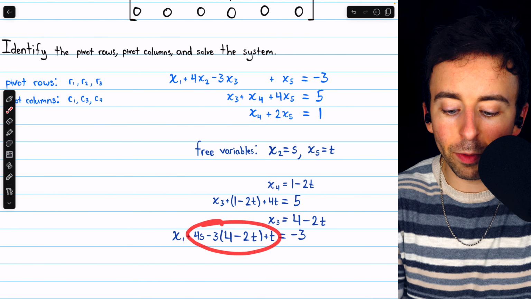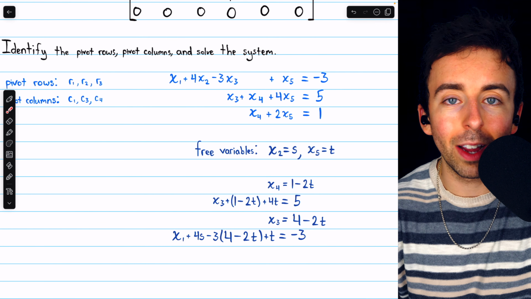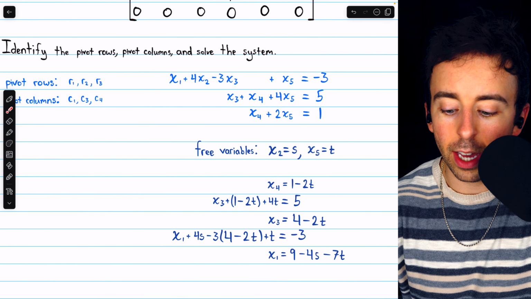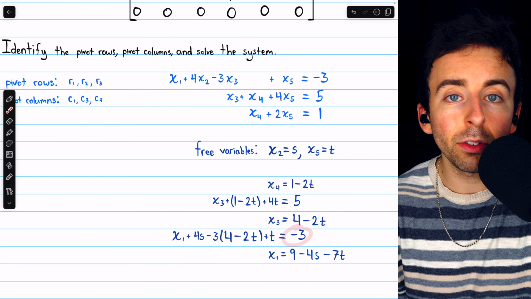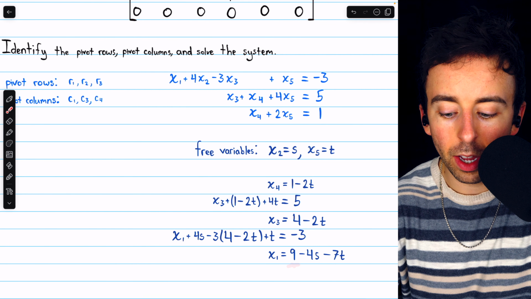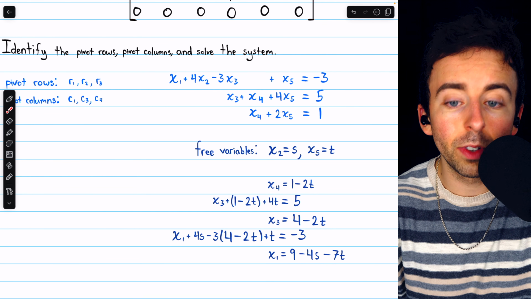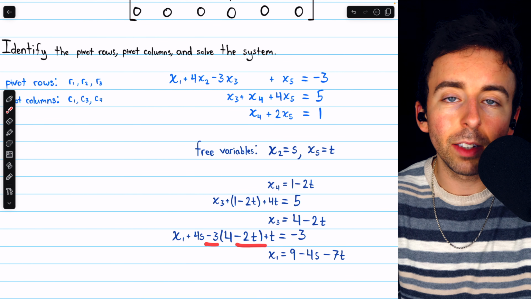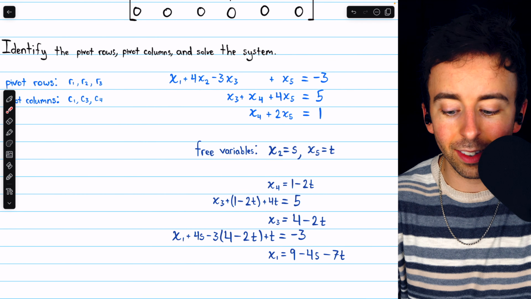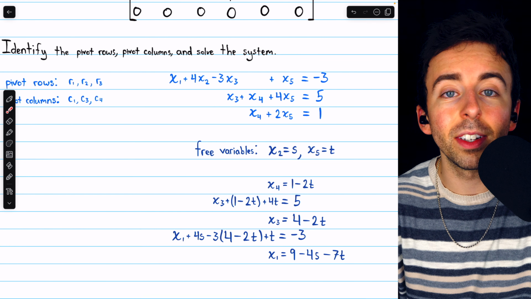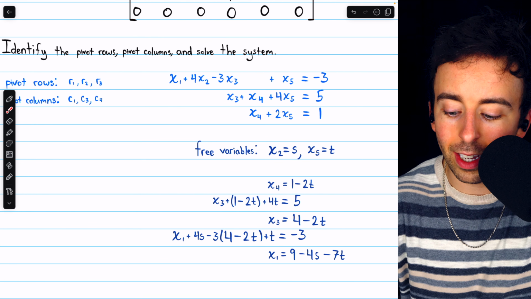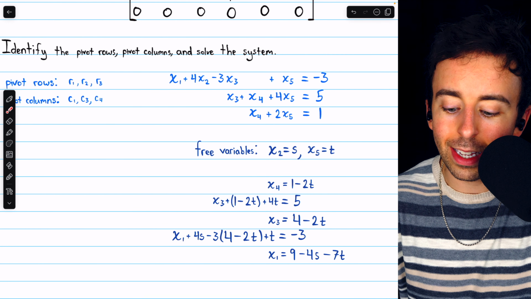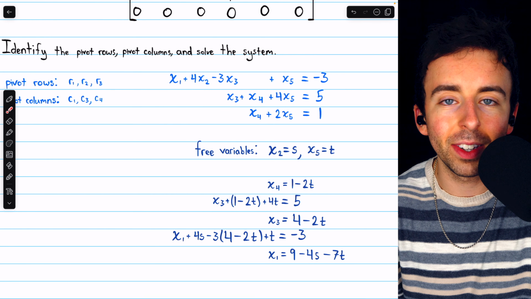Again, we're going to move everything except x1 over to the right side. Minus 3 times 4 is minus 12, and if we add that over to the other side, we have minus 3 plus 12, which is positive 9. We also have 4s, which moved to the other side is negative 4s, and we have negative 3 times negative 2t, which is positive 6t, plus t, which is positive 7t, subtracted to the other side is minus 7t. Hence, x1 equals 9 minus 4s minus 7t.